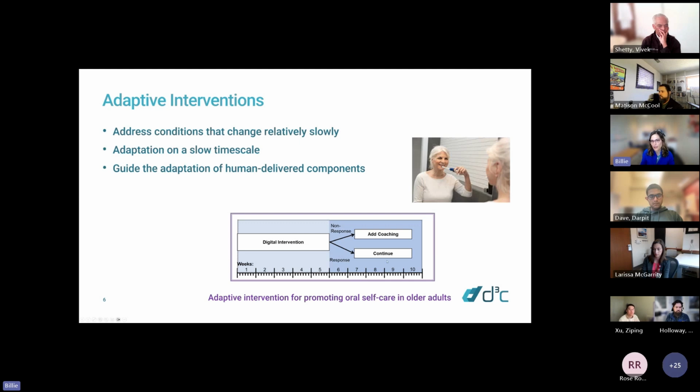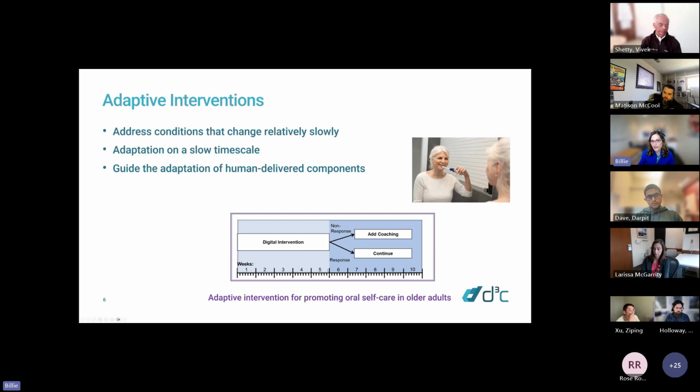Otherwise, we do nothing. We just continue with the same initial intervention. So this is an adaptive intervention. Why? Because we have an adaptation process. Look, we use dynamic information about the person's response status at week 5 to decide whether or not to add coaching. And the adaptation here happens on a slow time scale.